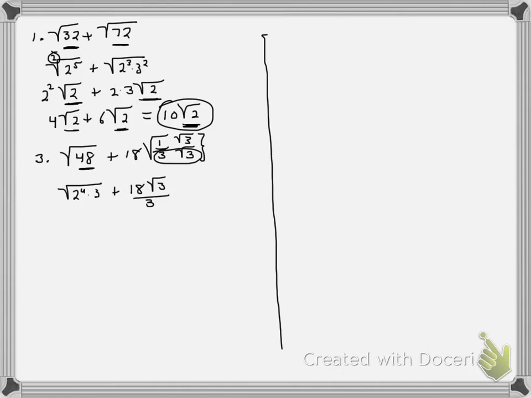See how that works? On the left side, I've got a square root, so I can take out two groups of 2, left with square root of 3. 18 divided by 3 is 6, square root of 3. I've got square root of 3, square root of 3, so I can combine them. 2 plus 6 is 8.